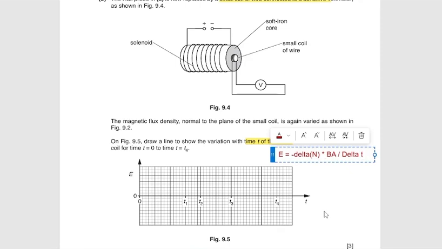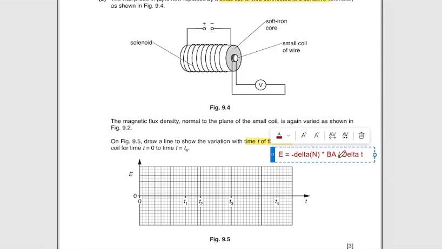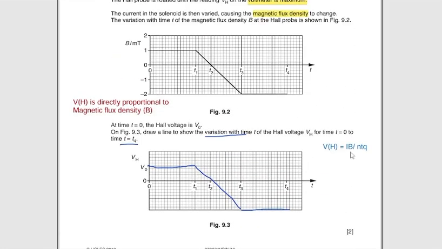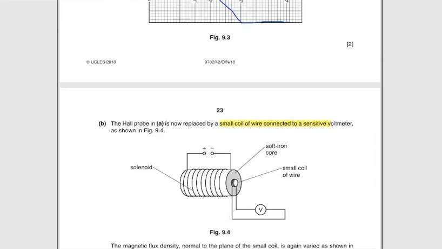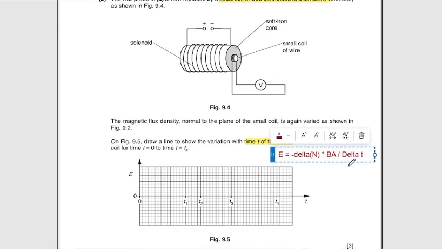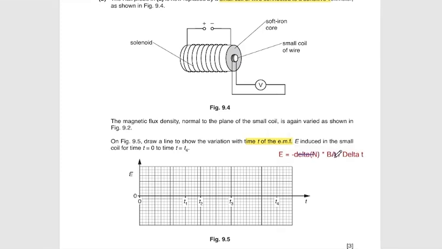Now you have to cancel out things that you think are going to remain constant and then see if any relation forms. In figure 9.2, they have given a graph of B against t, the magnetic flux density against time. They haven't mentioned anything about changing the number of coils or the cross-sectional area because we're keeping the same solenoid, so these remain constant. In simple words, we're left with EMF equals negative of delta B over delta t.